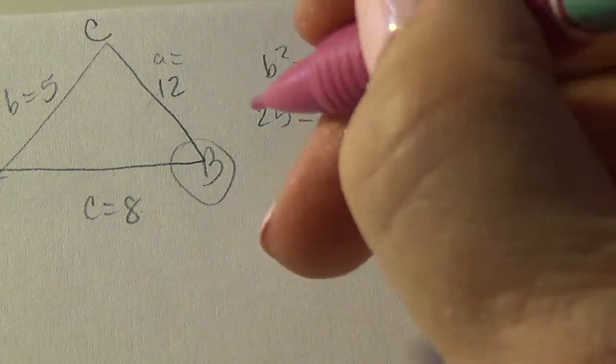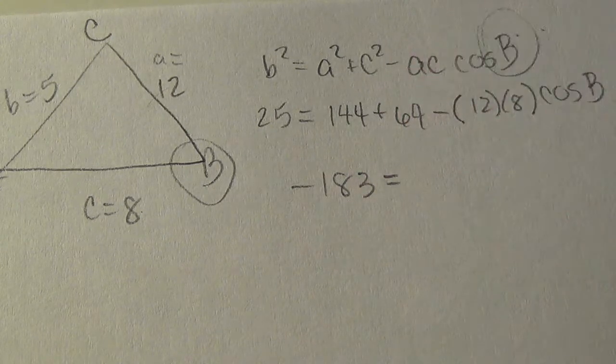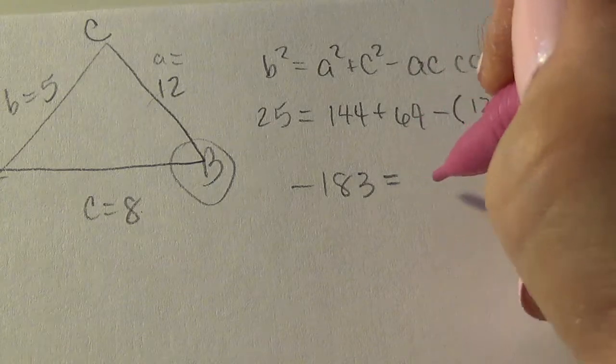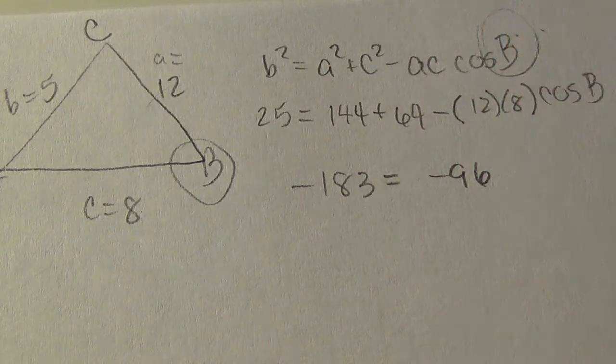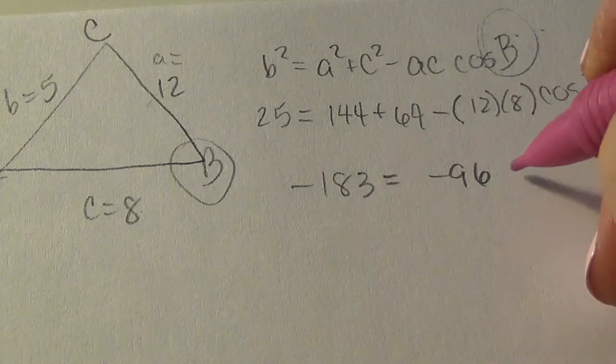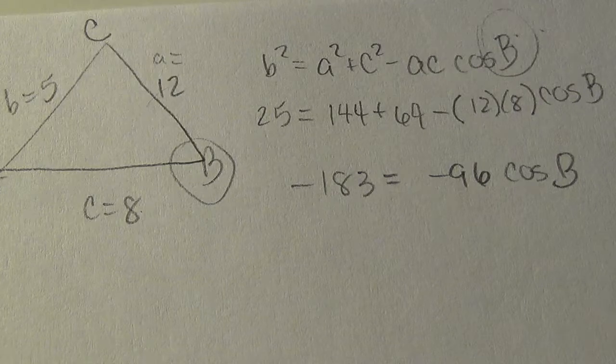So I get negative 183 equals negative 96 cosine B. Alright, this isn't going to work.